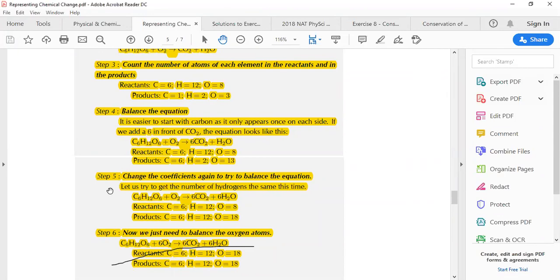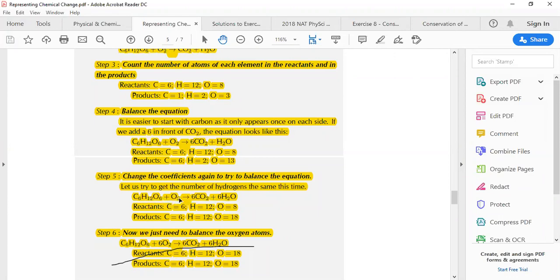We have 10 minutes left. Change the coefficient to balance it again. So what are we going to do? We're going to add a 6 on the water, right? Because hydrogen, you have got 12. So we put a 6 on the water. So 6 times 2 makes it 12, which balances the hydrogens, right? The carbon is balanced. Hydrogen is now balanced.